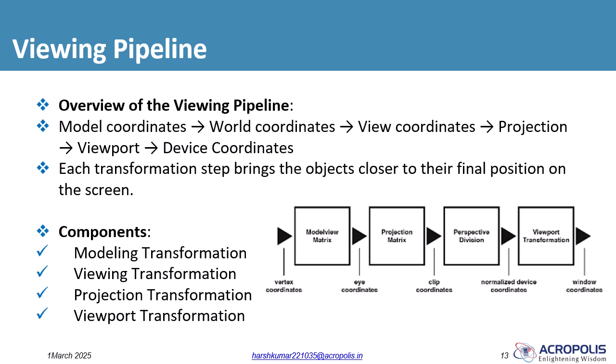You can clearly see the diagram, and you can take the help of the diagram to understand what the viewing pipeline actually is. The main components of the viewing pipeline are modeling transformation, viewing transformation, projection transformation, and viewport transformation. After viewport transformation, you get the final 2D coordinates of the object in the 3D real world, which you can view on the monitor.